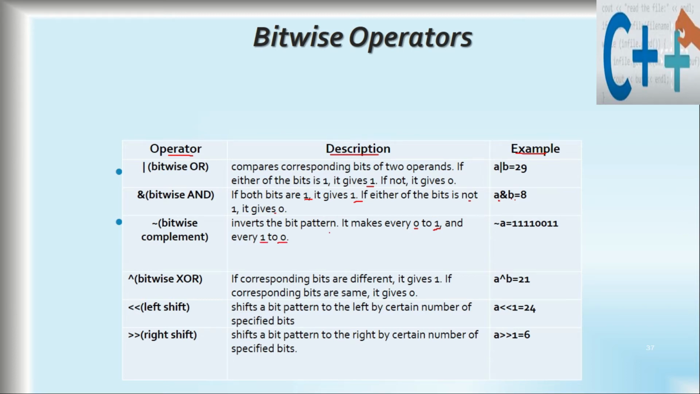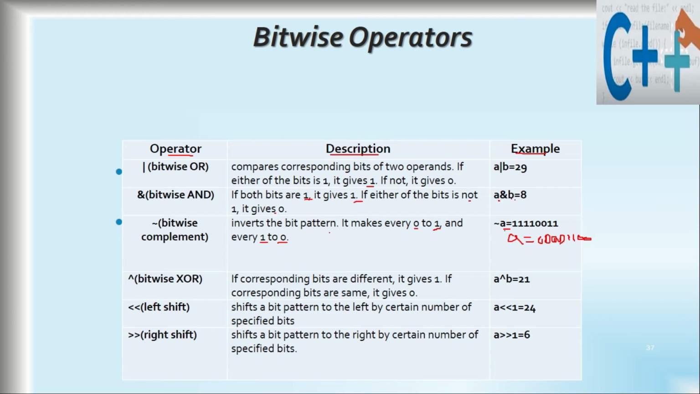Bitwise complement of A is 1, 1, 1, 1, 0, 0, 1, 1, meaning A is 0, 0, 0, 0, 1, 1, 0, 0, inverted bit by bit. This is the output.